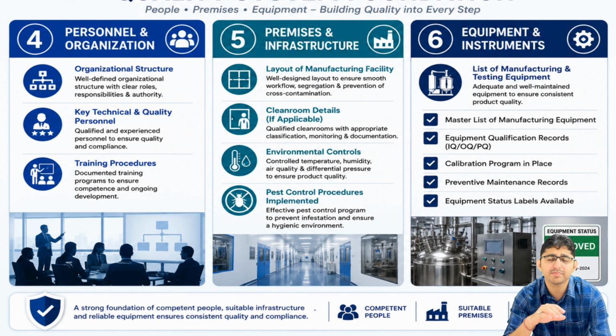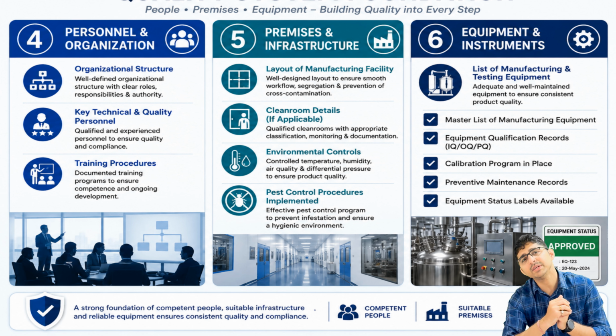Then we'll be talking about the premises and the infrastructure. When I say premises and infrastructure, it means you're going to sketch a layout of the manufacturing site, the clean room detail, I mean which ISO class it belongs to, class 7, 8, 9, and the environmental control. When I say environmental control, it means a particular room where your manufacturing activity is going to be carried out. Will it be under temperature control? If yes, what is the range of the temperature? Whether it requires a special condition like relative humidity. All this stuff you need to mention against the environmental control.